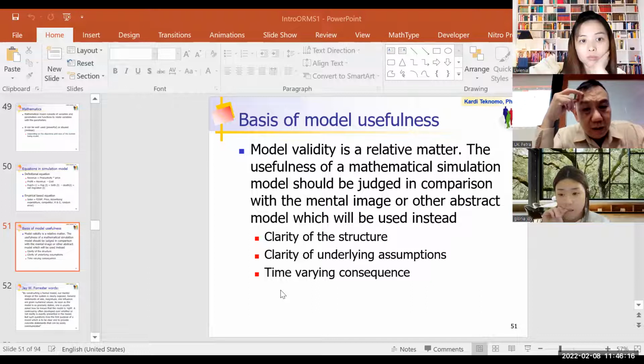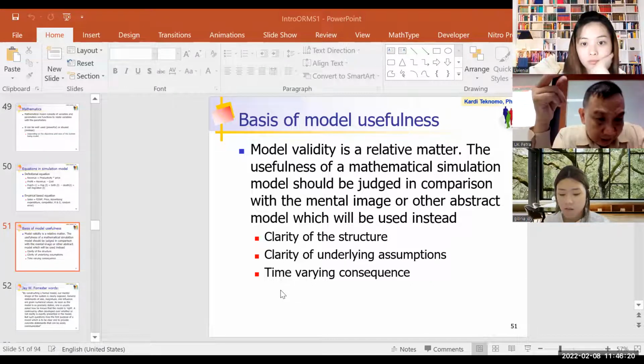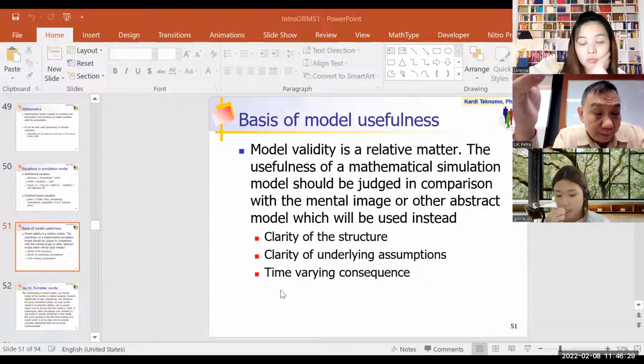So think about it in terms of clarity. Is the structure clear? Is the underlying assumption clearly stated? Is the consequence clear?